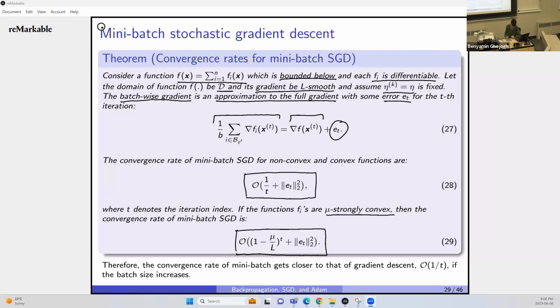Therefore, the convergence rate of mini batch gets closer to that of gradient descent, which is O of 1 over T. Do you remember? This was the convergence rate of gradient descent, right? If the batch size increases, why is that the case? In this equation, if you increase the batch size, the gradient of the batch becomes closer to the full gradient because you're making the batch bigger and bigger. So it is approximating the full gradient better. Then the error becomes lower, and in the limit this becomes O of 1 over T, because E_t goes to 0, right? And now you see the trade-off. The bigger the batches, the more accurate, but the harder to optimize at every iteration, right? This is a trade-off.